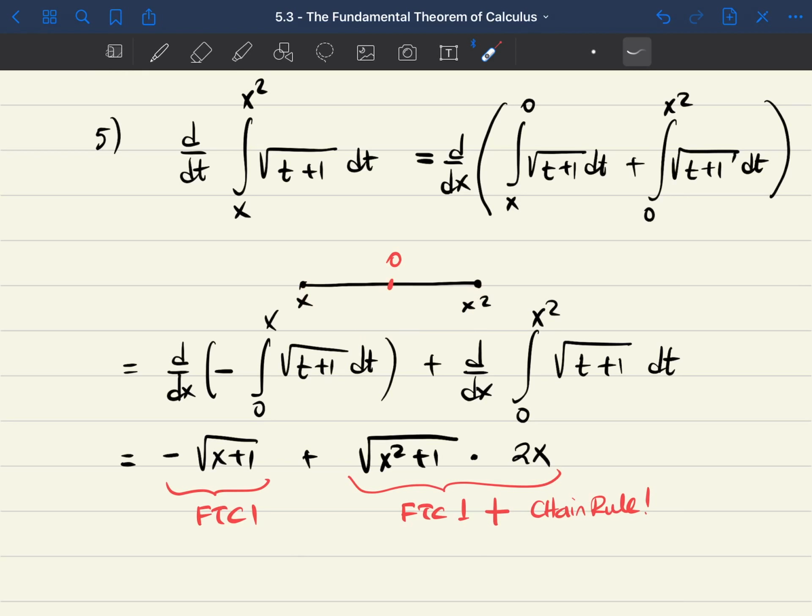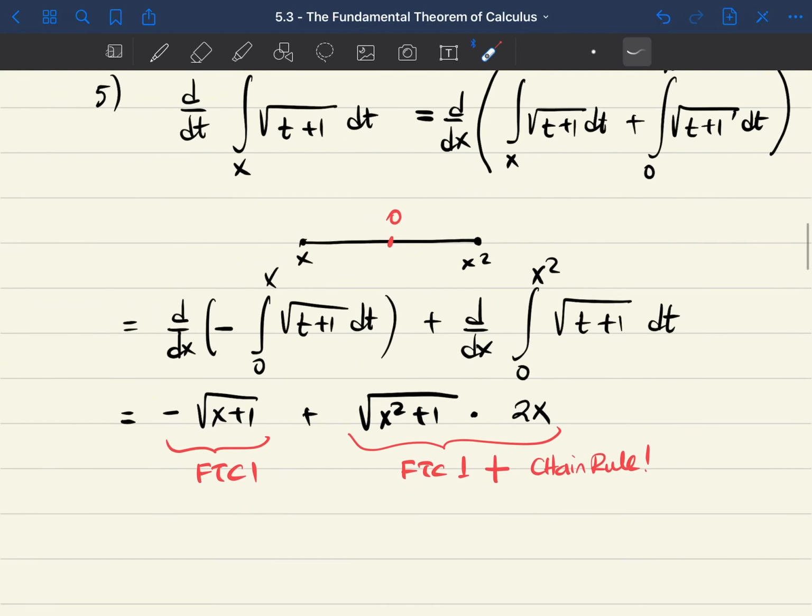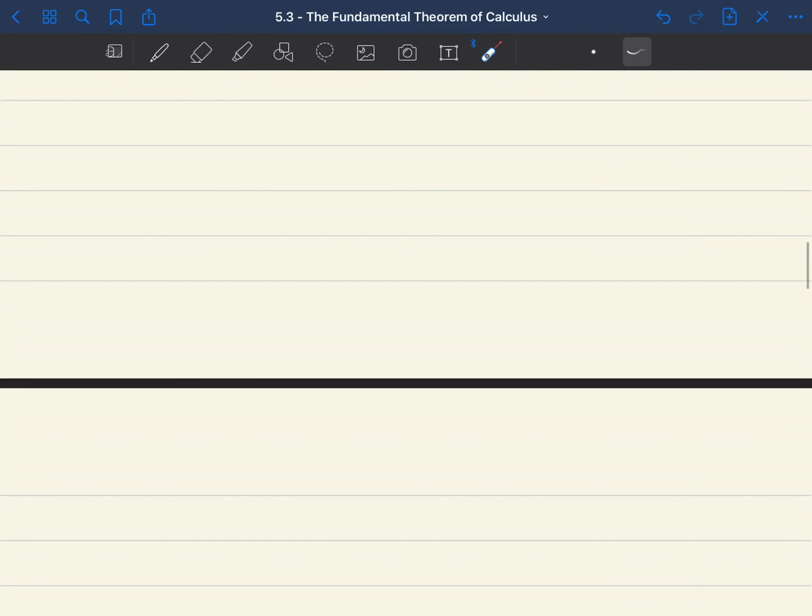All right, so now let's do some examples concerning the second part of the fundamental theorem, so FTC2. So examples, and this is about FTC2. All right. So for example, let's start with an easy one.